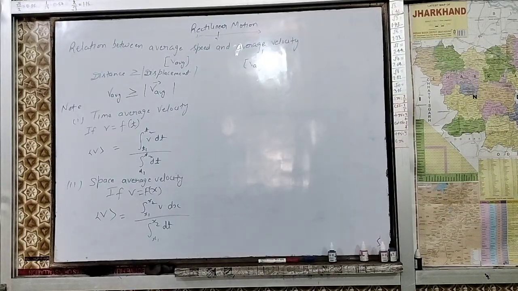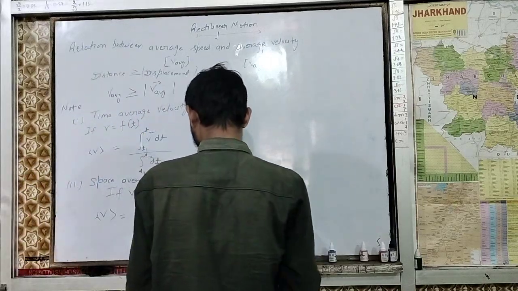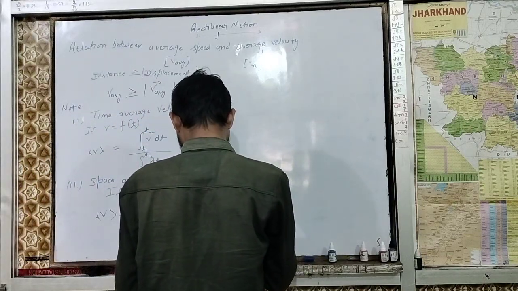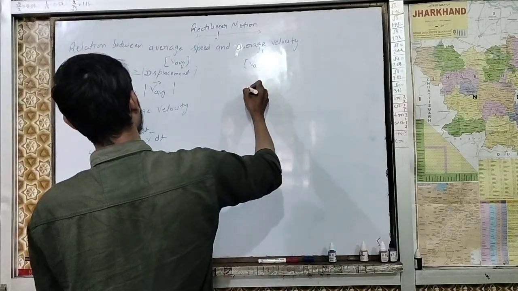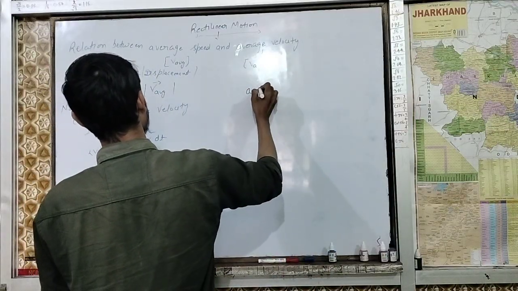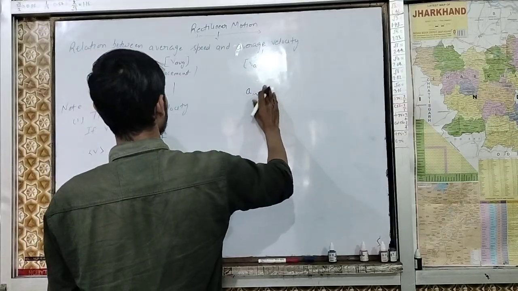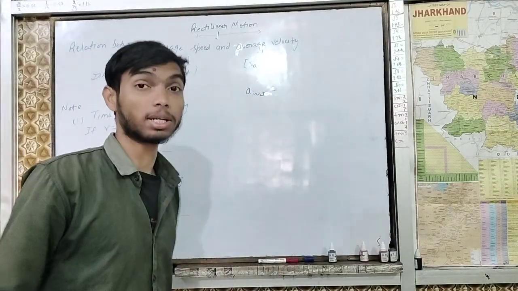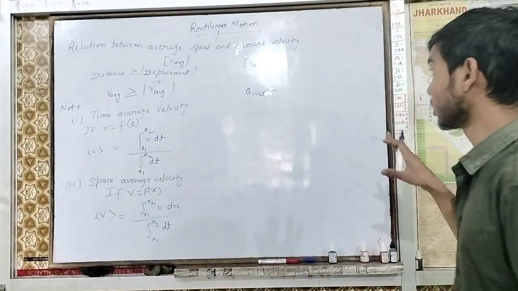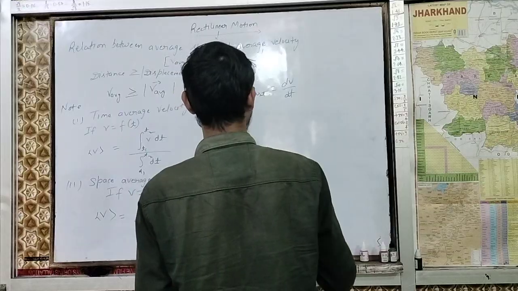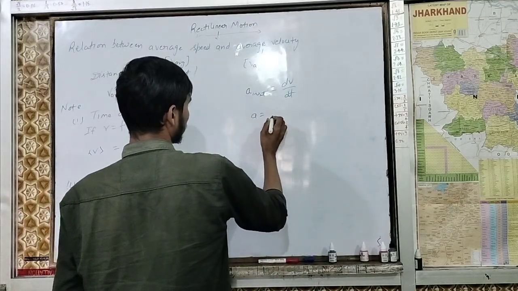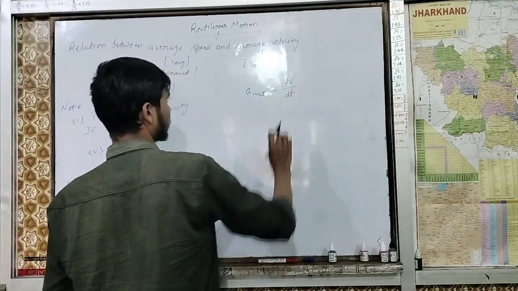Now average speed. Average acceleration. Now average acceleration. Look, this instantaneous acceleration formula is dv upon dt, or you can say a is equal to dv upon dt.